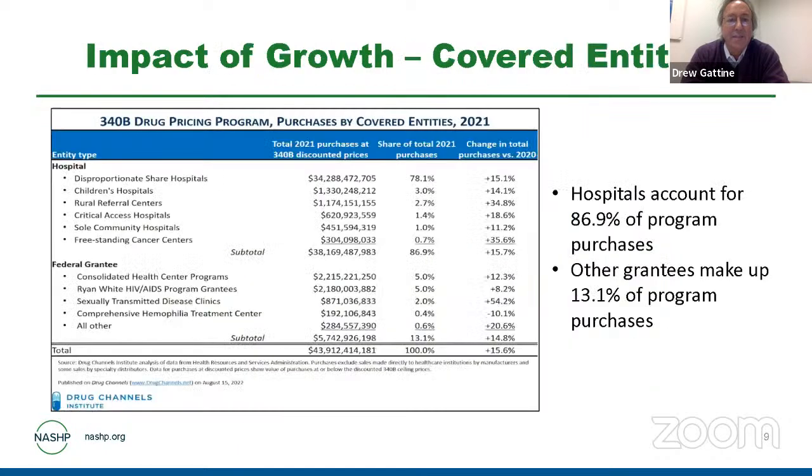Next slide, please. And as it's grown, you can see that hospitals account for an awful lot, really the lion's share of program purchases, and other grantees, such as the health centers, the Ryan Whites, the HIV clinics, have certainly significant purchases, but much smaller participation than the health systems and the hospitals.